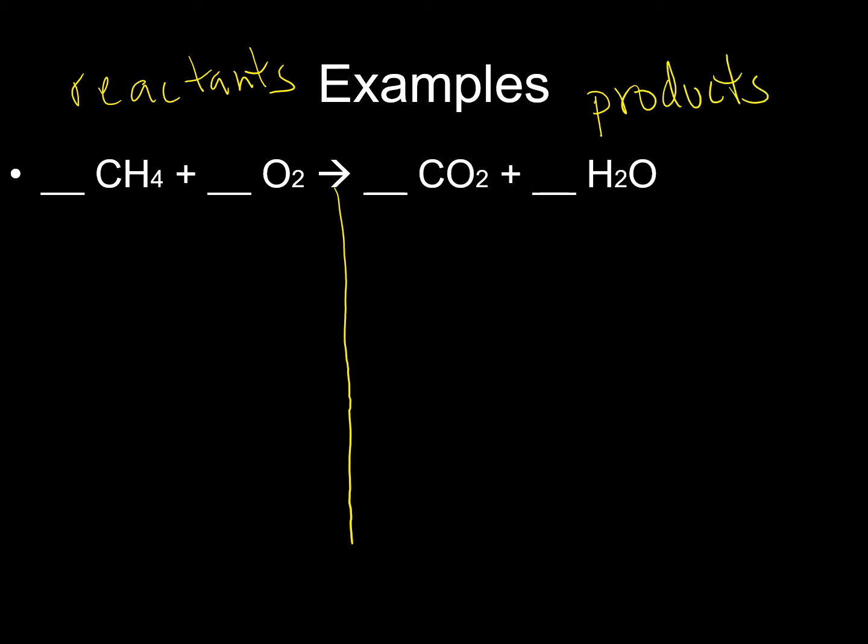The next thing I'm going to do is list the elements that are on each side. I like to list them in the same order on each side, but it doesn't matter as long as you can easily compare them. Next, I'm going to count and see how many do I start with. So I start with 1 carbon on the reactant side, 4 hydrogen, and 2 oxygen.